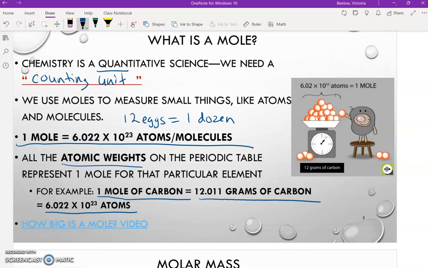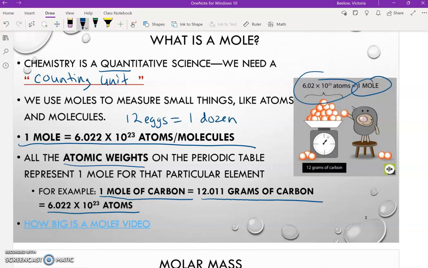So imagine that you had 12 grams of carbon, like you took pure carbon, you put it on a scale, you weighed it, and it weighed 12 grams. You would have 1 mole of carbon, and you would know exactly how many atoms of carbon you have as well, which is kind of neat because counting atoms, they're so small, could be really difficult, but this is one way that we can count them.